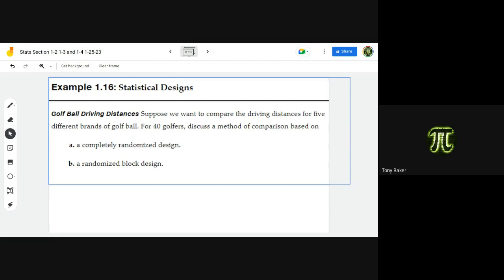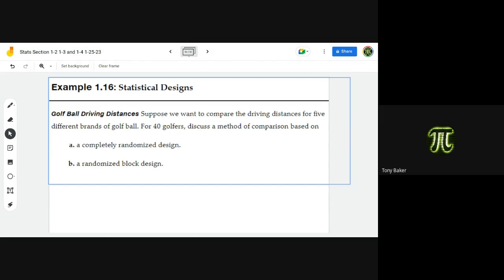The golfer. Strength of the golfer, male, female. They're drastically different in the driving distances. So that's where the completely randomized design and the randomized block design comes in with this situation. In the randomized design, they would just randomly pick a golf ball. The block design was they had to split up into males and females. So this way they could see the differences in there.